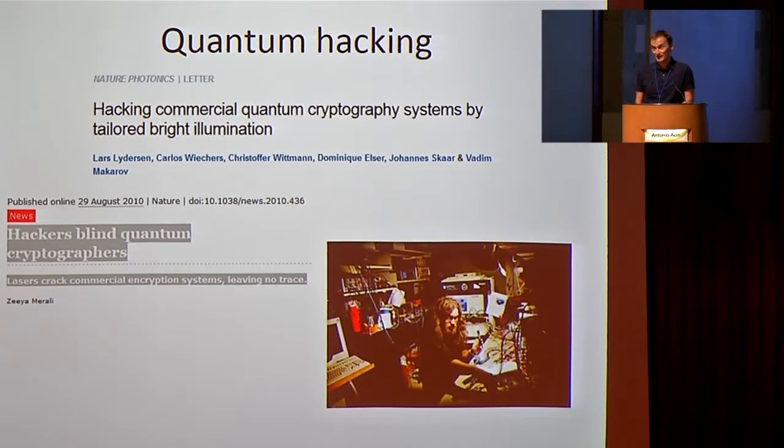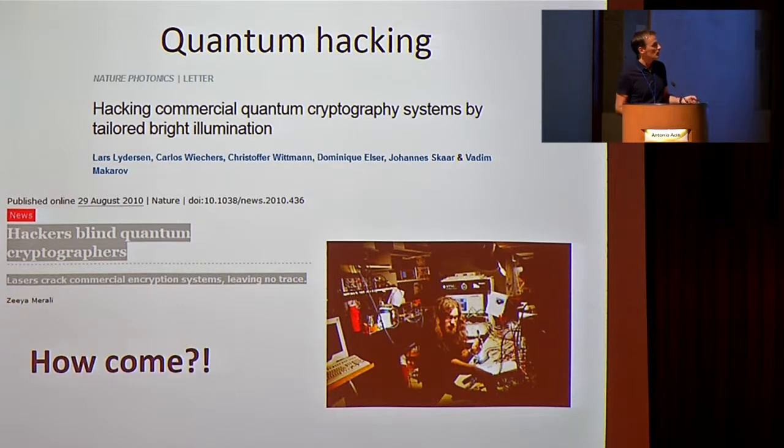And somehow it was a surprise, because in principle, this form of cryptography was unbreakable, and this is what I was telling you in a way. So am I lying to you? What is happening here? How come?